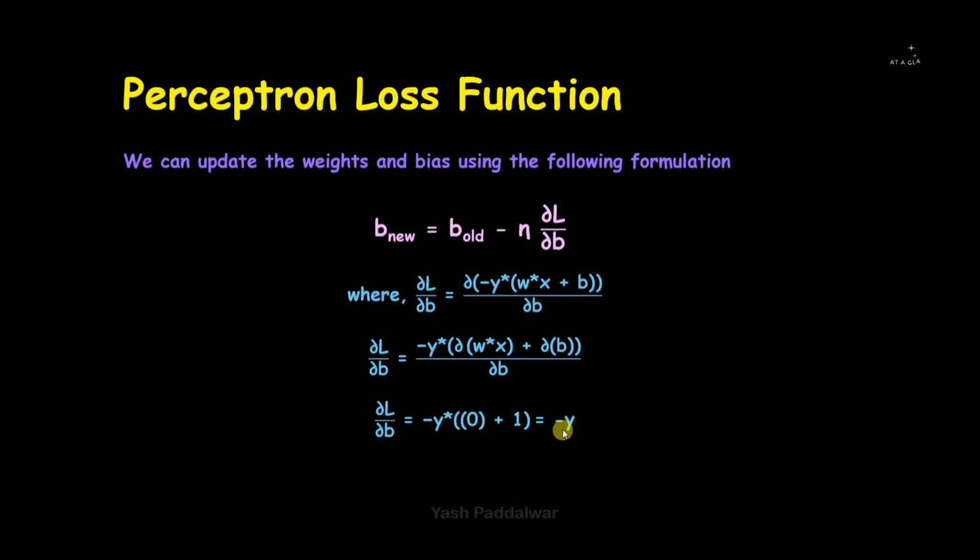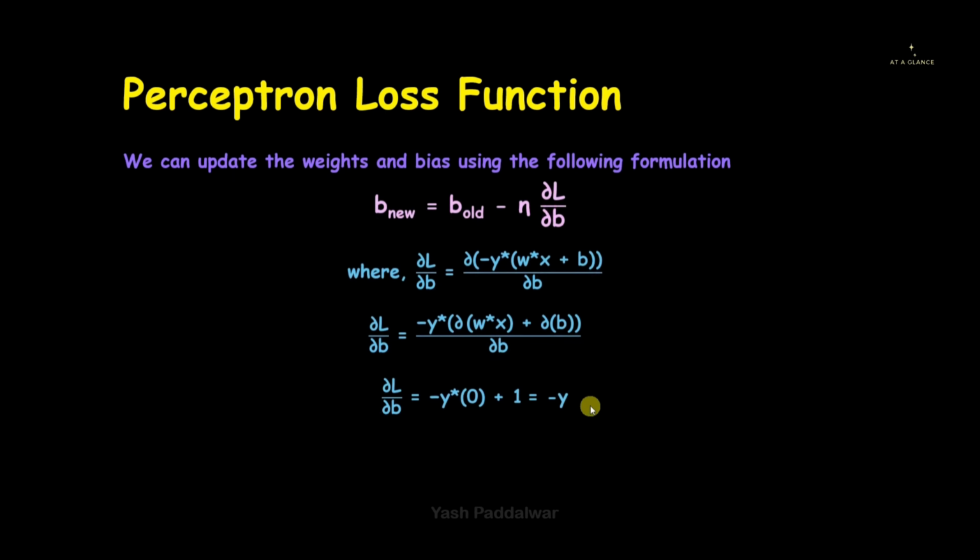So minus y multiplied by 0 plus 1 multiplied by minus y comes out to be 0 plus minus y, which is minus y. So here in place of dou L by dou b, you can replace the value as minus y in the expression. So you get the final expression as b new equals b old plus eta into y. Note that the y is the true label, which is the actual output. So now I hope it is very much clear to you all about this particular derivation and the concept of updating the weights and bias using the gradient descent methodology.